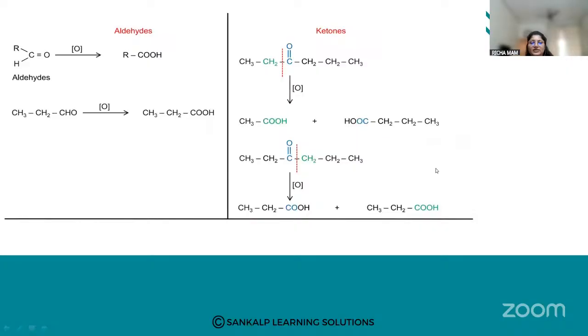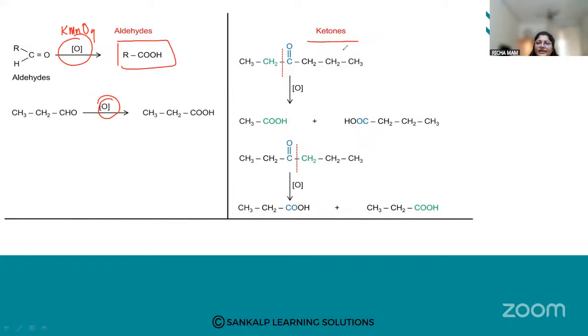So these are the reactions. Here you can see I have taken an aldehyde and I am using a strong oxidizing agent, I can take KMnO4 or potassium dichromate. I am going to get a carboxylic acid. Similarly, one example: CH3, CH2, CHO, propanal. Using an oxidizing agent, I am going to get propanoic acid.